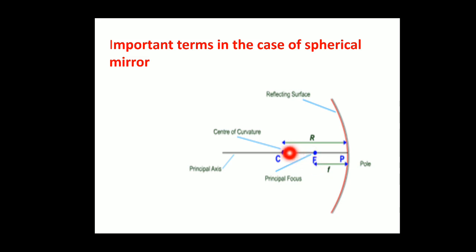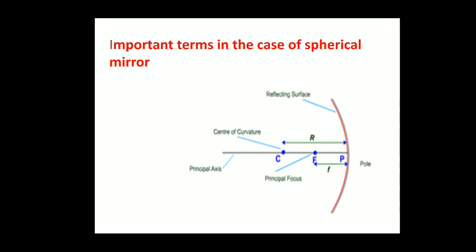And already we saw the distance between pole and center is called the radius, and pole to focus is called the focal length. A line drawn between pole and center is called the principal axis. And the whole surface, wherever light falls and gets reflected, is the reflecting surface. That is called by another name, the aperture. So these are the minimum important things you should know about a mirror.